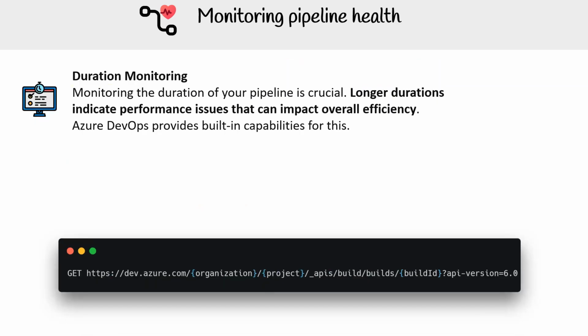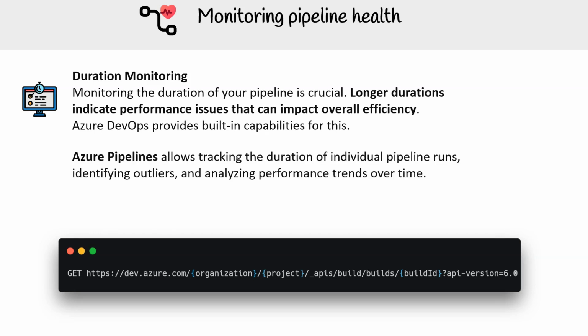Duration monitoring. Monitoring the duration of your pipeline is crucial. Longer durations indicate performance issues that can impact overall efficiency. Azure DevOps provides built-in capabilities for this. Azure Pipelines allows tracking the duration of individual pipeline runs, identifying outliers, and analyzing performance trends over time.